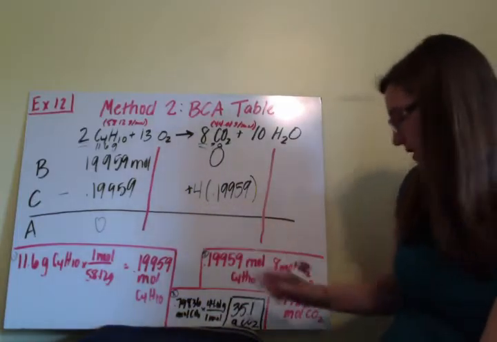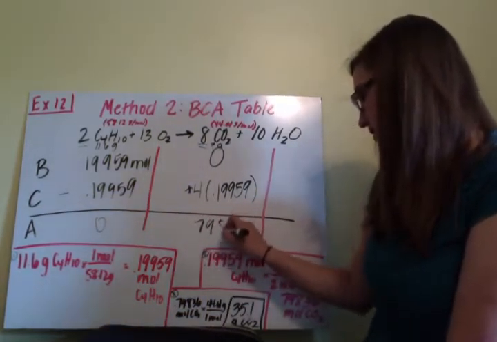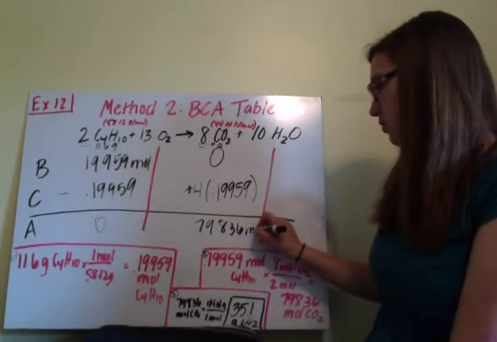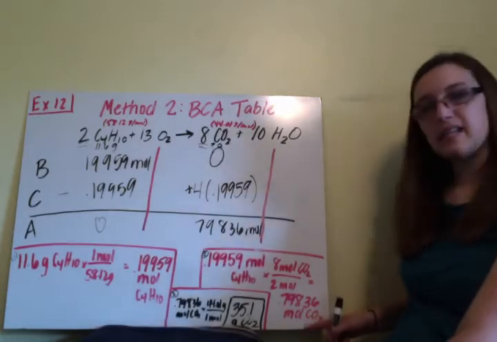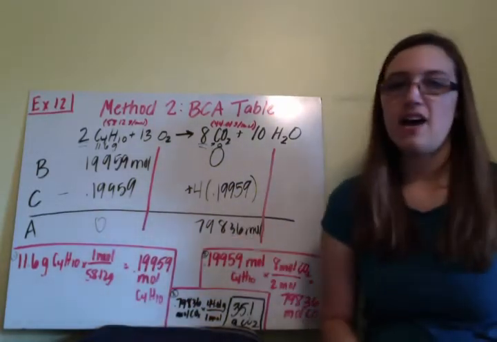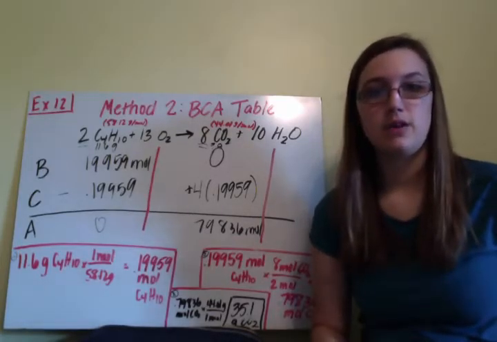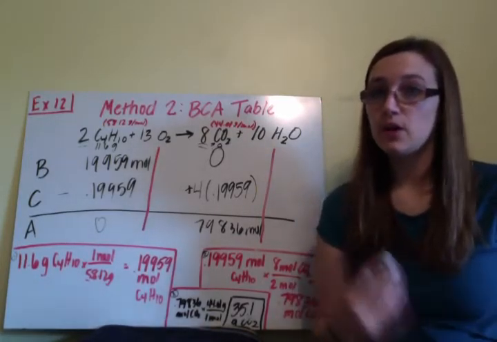So when I multiply this by 4, I get 0.79836 moles of CO2. Right? Notice, again, that's the same thing down here. So, here now I have my moles of CO2. Does the problem ask for moles of CO2? No, it asks for grams.